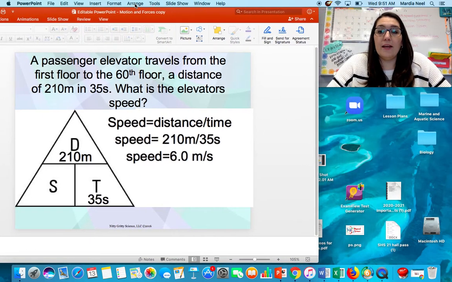A passenger elevator traveled from the first floor to the 60th floor, a distance of 210 meters in 35 seconds. What is the elevator's speed? So speed is equal to distance over time. So I'm going to put speed is equal to 210 meters over 35 seconds. My units are different, so they can't cancel out. When I do the division, I will get 6.0 meters per second.